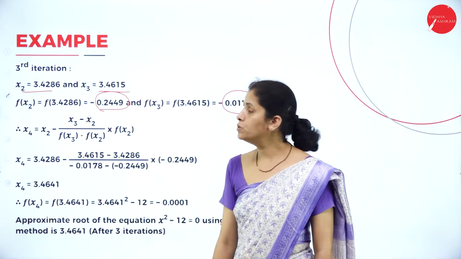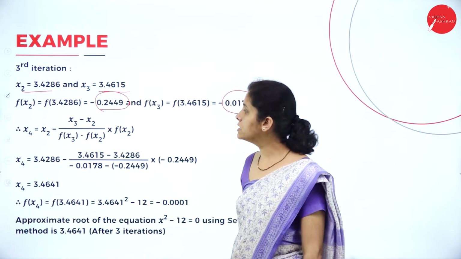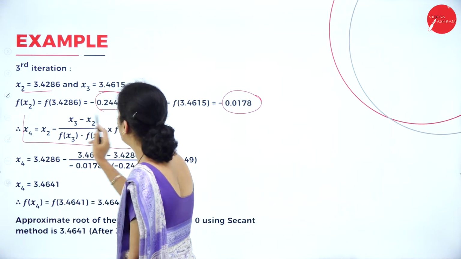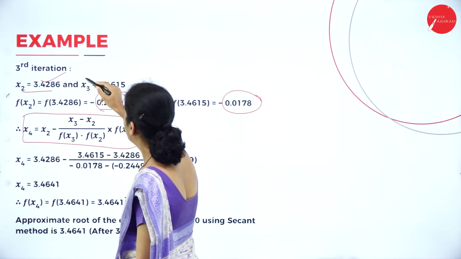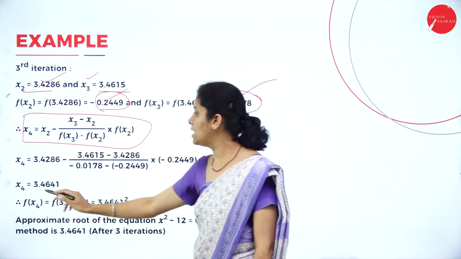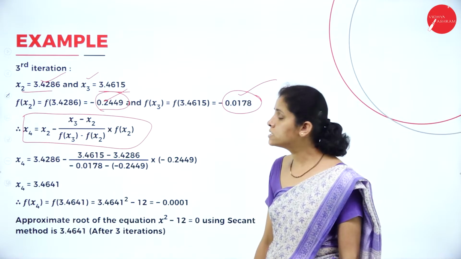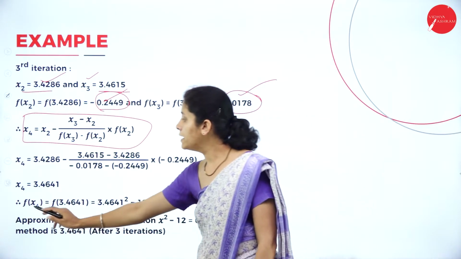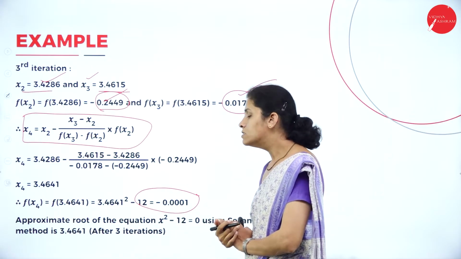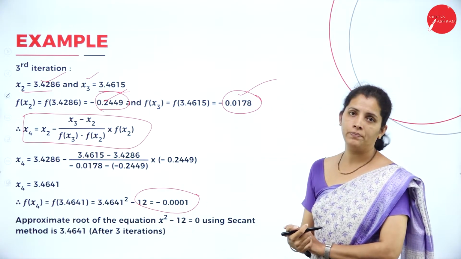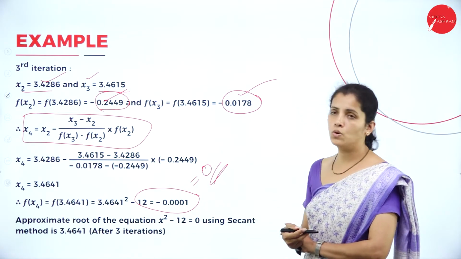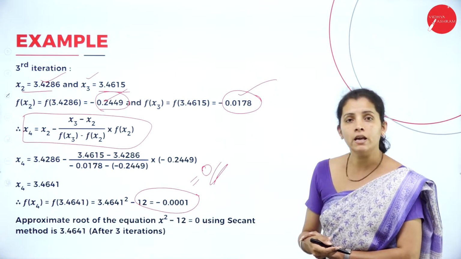Okay, now I'm going to substitute all these values in this equation. So, see here, this is my formula, and I'm going to substitute x3, x2, f of x2 and f of x3. And I'll get the answer 3.4641. Okay, and when I take f of x4, I'll get the answer minus 0.001, which is approximately 0. So I'm going to stop the iteration.